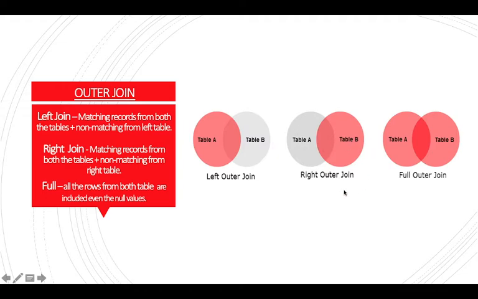So if you see this diagram, we have table A, table B. This is the matching records, the common records from both the tables, so it is going to fetch me that, along with the non-matching records from the other table, the right table basically. You can call it table 2 as well.